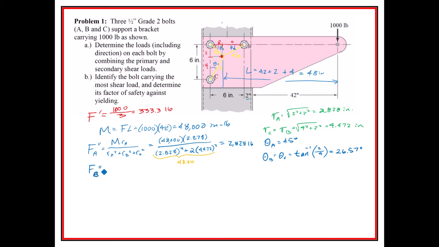FB double prime and FC double prime are equal to each other, and they're just M times RB divided by the same denominator. Well, we just write the thing out right here. It's going to be 48,000 times now the 4.472, divided by 48. Same thing on the denominator, and we end up with 4,472 pounds.